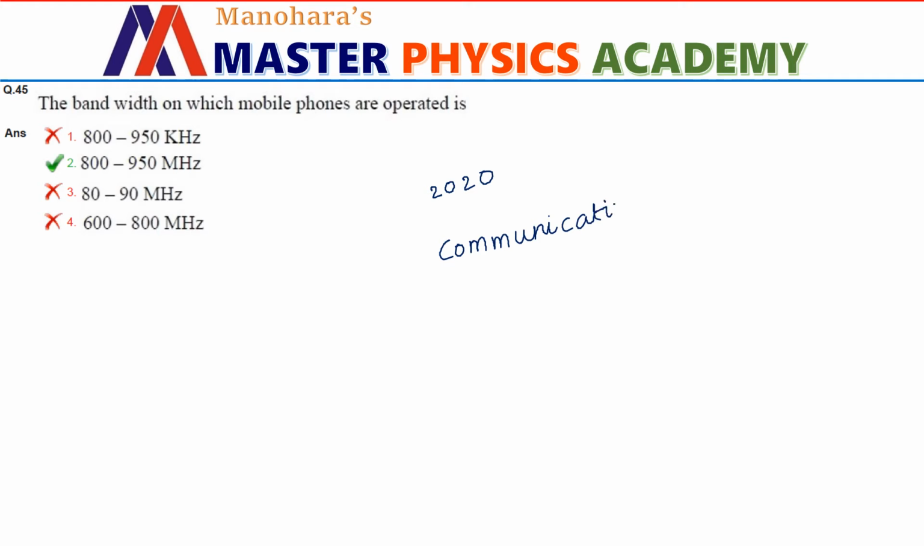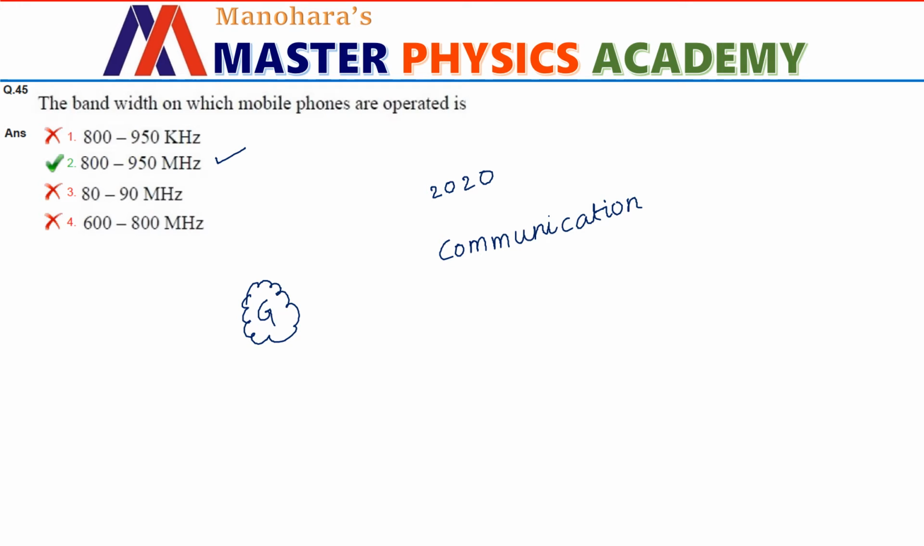So they have given a question from this particular chapter. So I think they should provide grace marks for this question. Strictly they should provide grace marks for this question because this is out of syllabus. But if you go by the answer, option 2 is the correct choice, which is 800 megahertz to 950 megahertz.